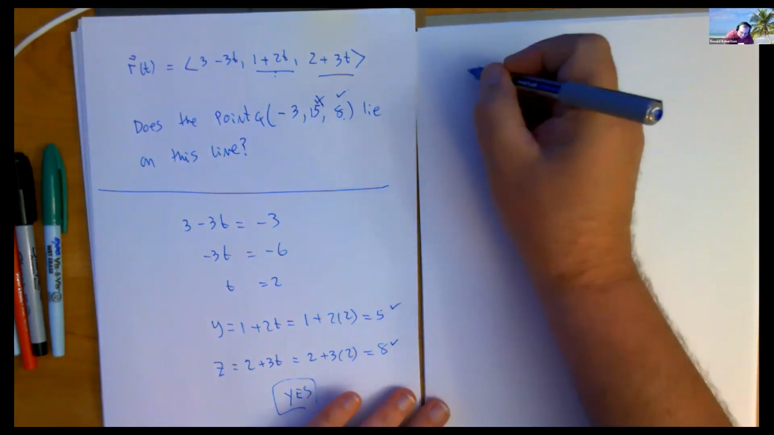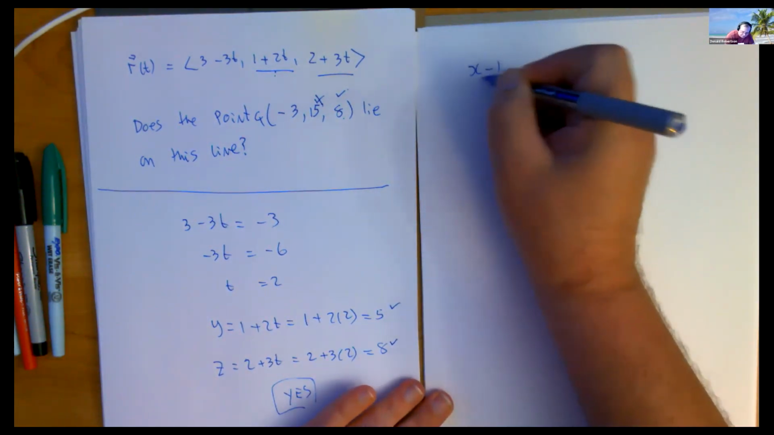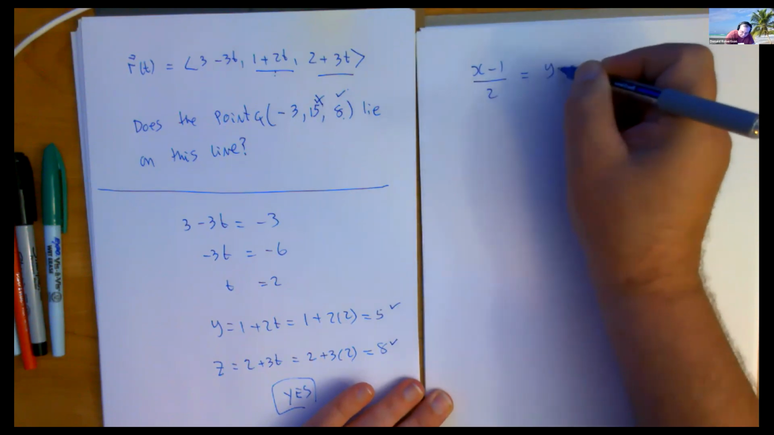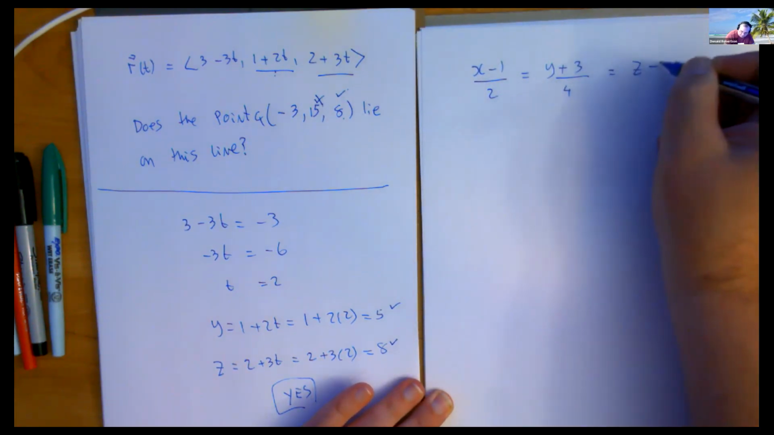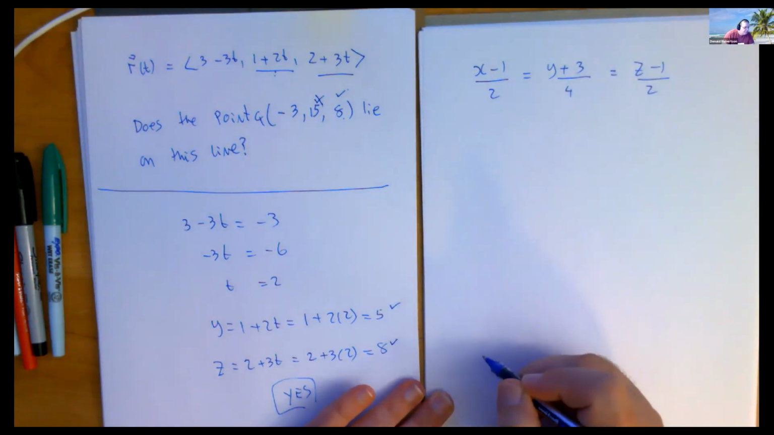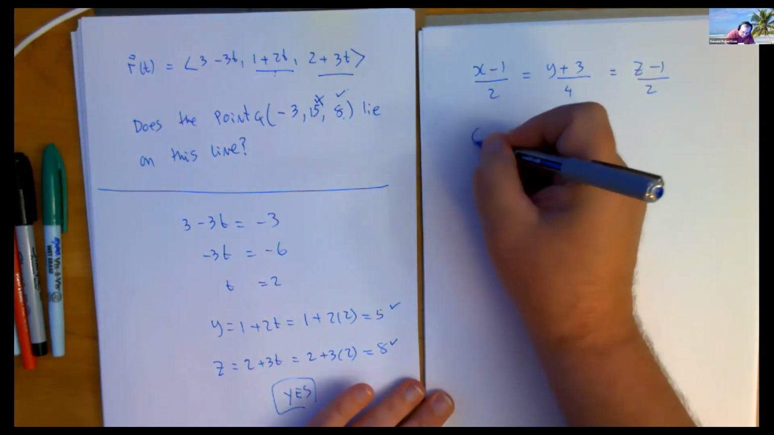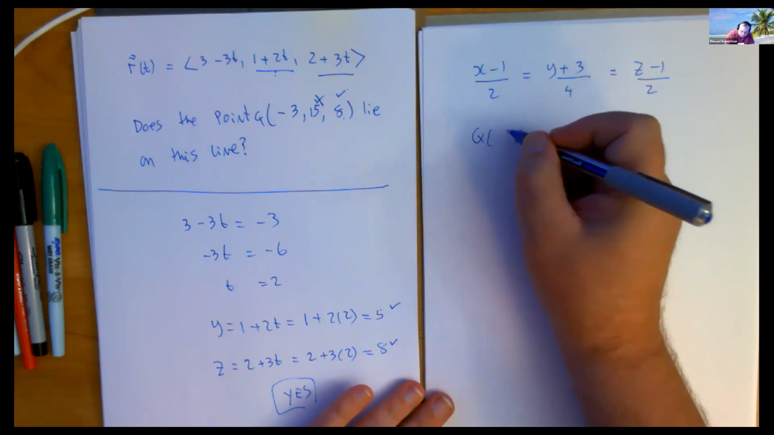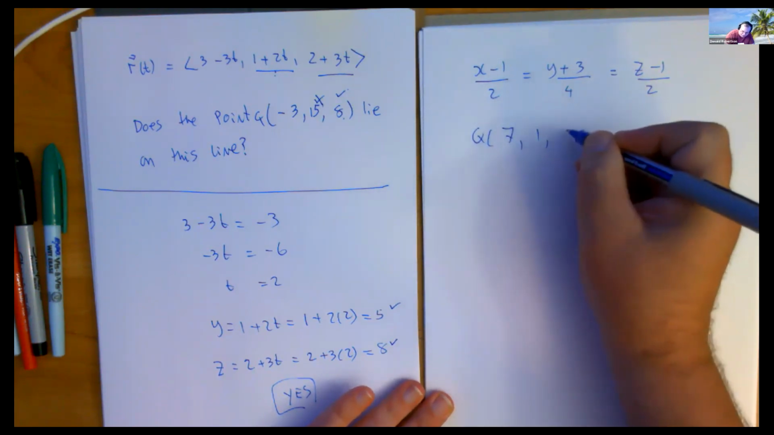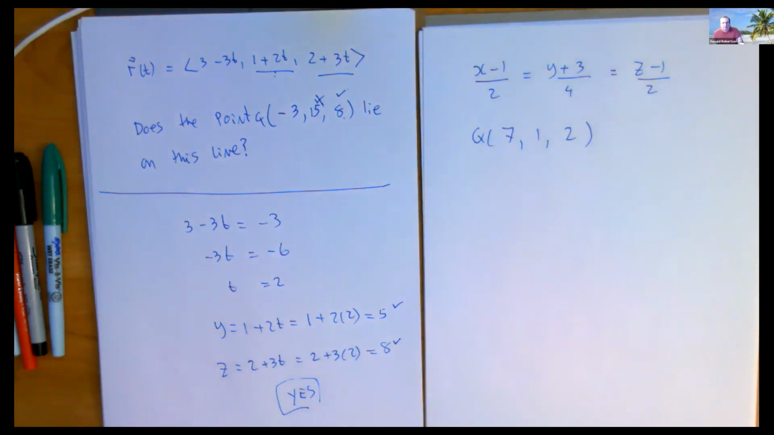How about the other similar idea? Suppose we get this fella and I ask you, does the point 7, 1, 2 lie on the line? The answer is going to be yes or no. How do you think we're going to tackle this one?